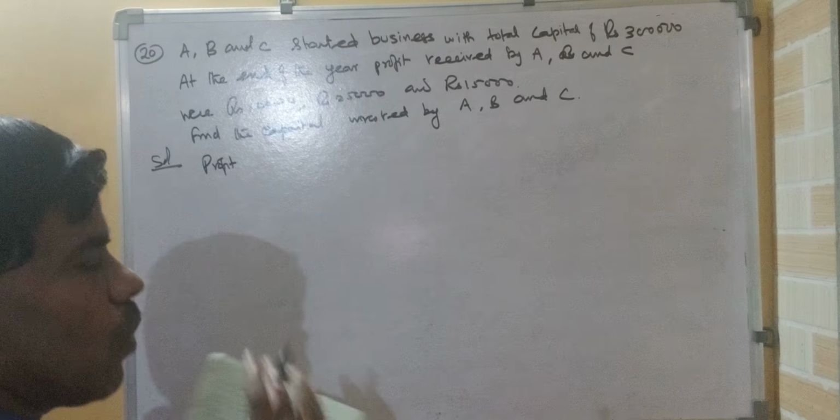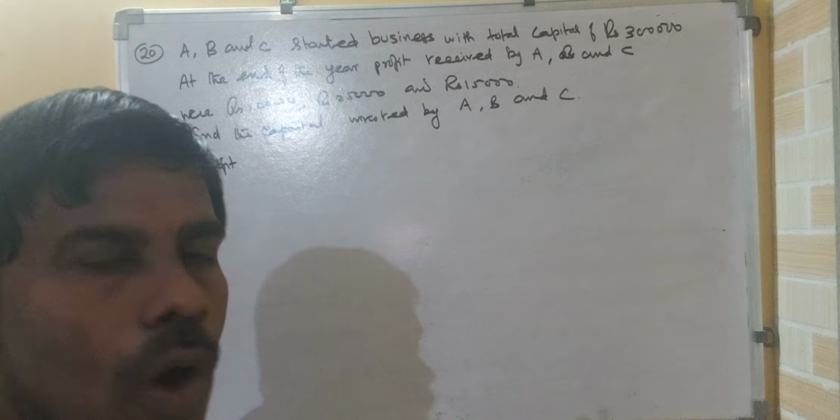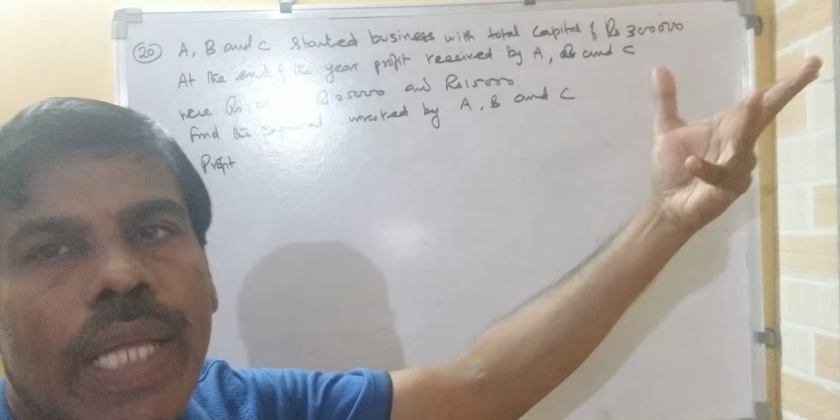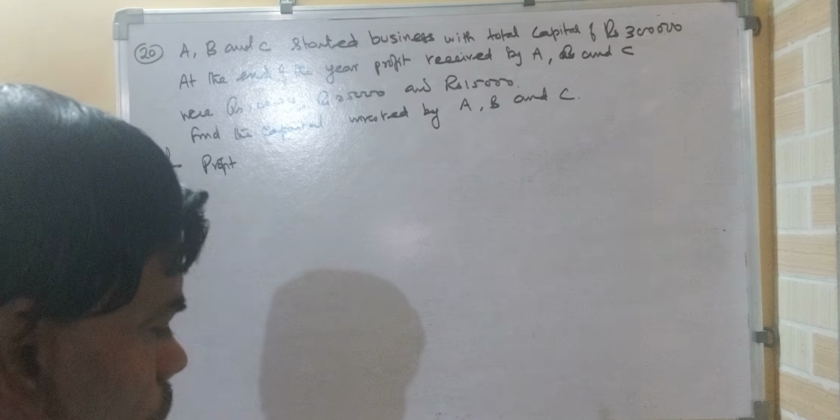Profit. Now you tell me how they distribute the profit. They distributed the profit according to the capital invested by A, B, C. Suppose A invested less, B a little more, C still more. So you will get less. See here, A got 10,000, C got 15,000 and B got 25,000. So who got less profit? A. So naturally A might have invested less, C might have invested a little more and B has invested more than both A and C. Okay, how to find out?